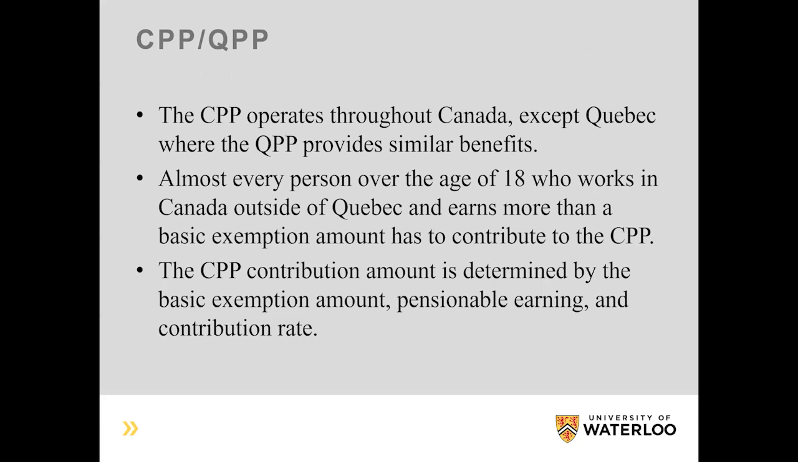CPP and QPP. The CPP operates throughout Canada, except in Quebec, where the QPP provides similar benefits. Almost every person over the age of 18 who works in Canada outside of Quebec and earns more than a basic exemption amount has to contribute to the CPP. The CPP contribution amount is determined by the basic exemption amount, pensionable earning, and contribution rate. I'm now going to explain these three parameters.